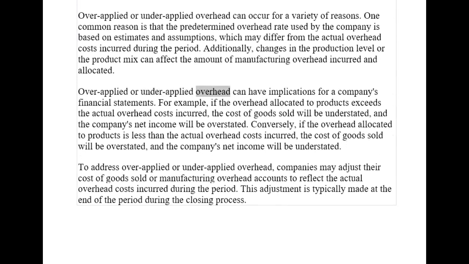Overapplied or underapplied overhead can have implications for a company's financial statements. For example, if the overhead allocated to products exceeds the actual overhead costs incurred, the cost of goods sold will be understated, and the company's net income will be overstated. Conversely, if the overhead allocated to products is less than the actual overhead costs incurred, the cost of goods sold will be overstated, and the company's net income will be understated.